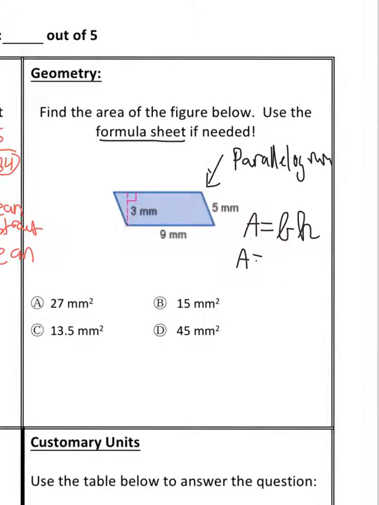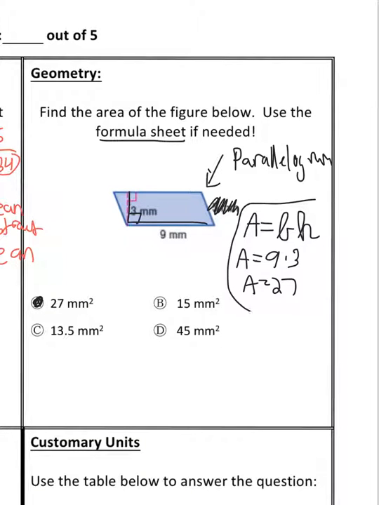So here's how you can tell. The base and the height must form a right angle. So this 5 here is not part of the base or the height. The base is 9 times the height is 3, and that means the area is 27 square millimeters. Alright, if you had that, give yourself a C. Remember, this work, I need to see.